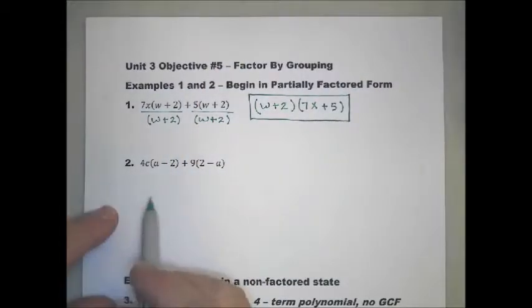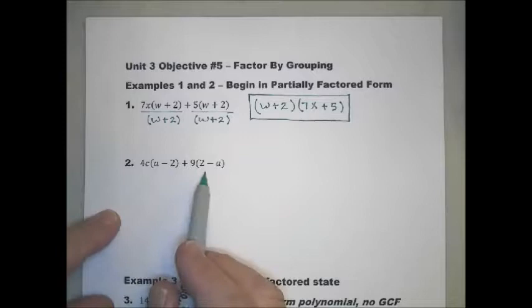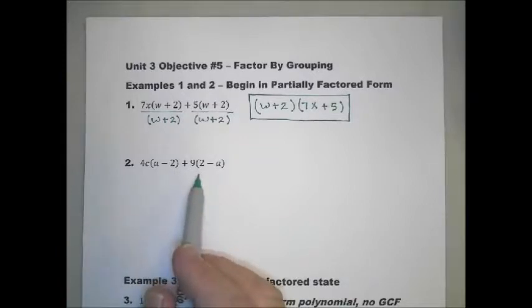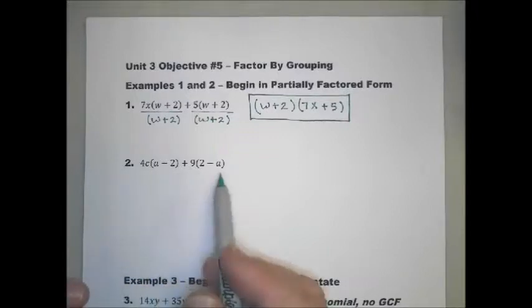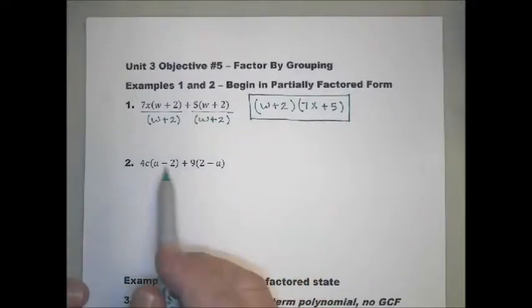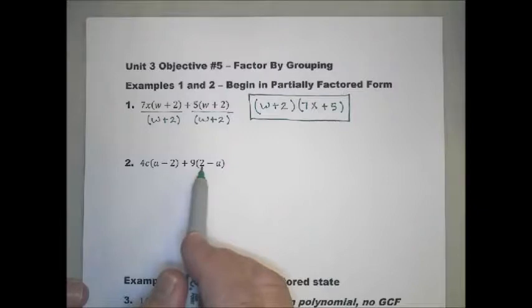Now, for example 2, these two things, some people might say, well, they're the same thing. They're not really the same thing. In fact, they're exact opposites. A minus 2 and 2 minus A are exact opposites. And you can tell because on this one, the A is positive and the 2 is negative. On this one, it's the exact opposite. The 2 is positive and the A is negative.